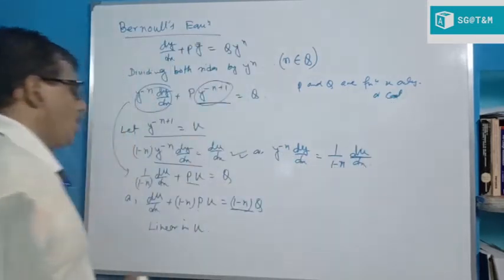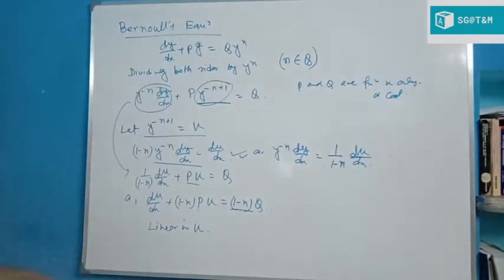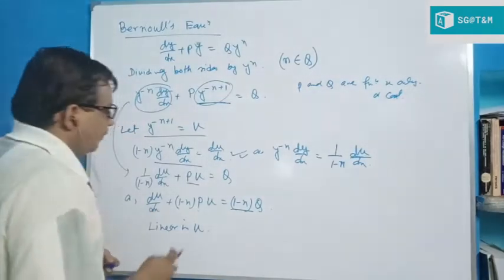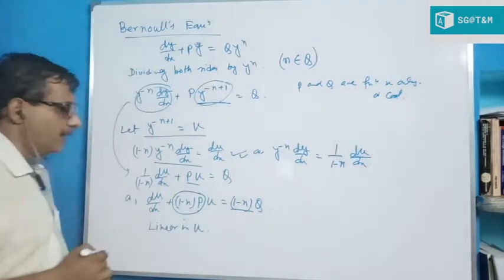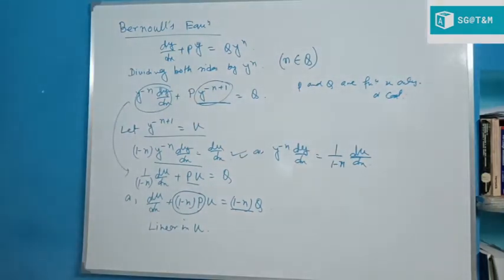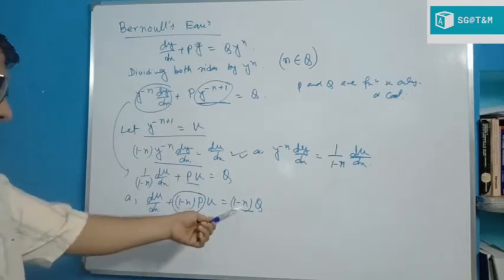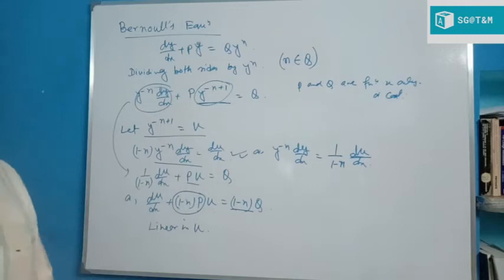Okay, so it is a linear equation in u, where instead of p here, we have p into 1 minus n. Obviously n is any rational number, and n is not equal to 1. If n is equal to 1, then 1 minus n is 0, so the linear equation does not arise. Then this is also 0, so du/dx is equal to 0. That means u is equal to a constant.